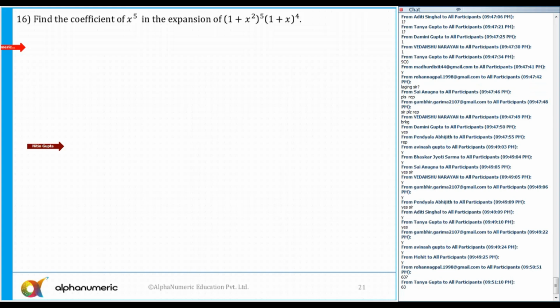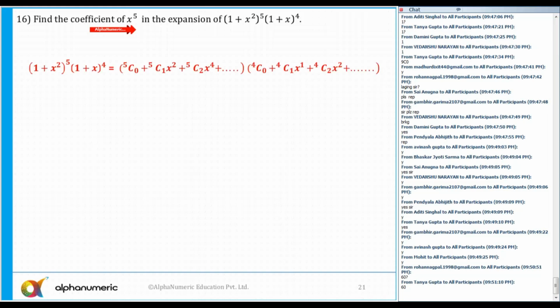Now, I need to find out the coefficient of x raised to power 5. So, just here, I can say 1 plus x square raised to power 5 into 1 plus x raised to power 4. So, it's a product of two terms. So, write down, expand it. That is 5c0 plus 5c1 into x square plus 5c2 into x raised to power 4 and so on, into the expansion of 1 plus x raised to power 4: 4c0 plus 4c1 into x raised to power 1 plus 4c2 into x square and so on. And we need the coefficient of x raised to power 5. So, we'll start making the combination, what all combinations would give me this.